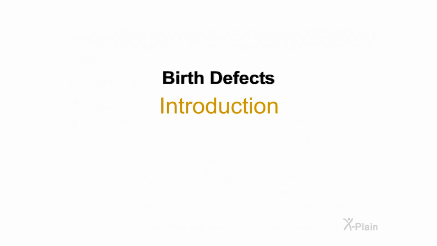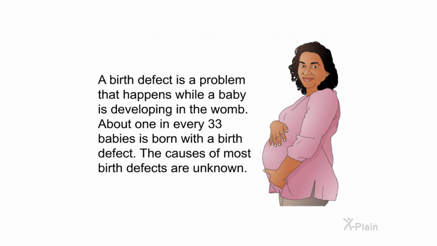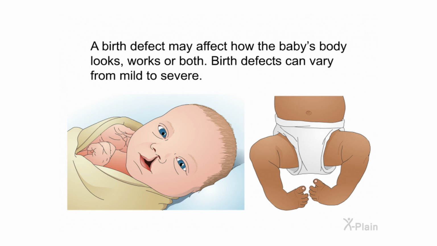Birth defects. Introduction. A birth defect is a problem that happens while a baby is developing in the womb. About 1 in every 33 babies is born with a birth defect. The causes of most birth defects are unknown. A birth defect may affect how the baby's body looks, works, or both. Birth defects can vary from mild to severe.